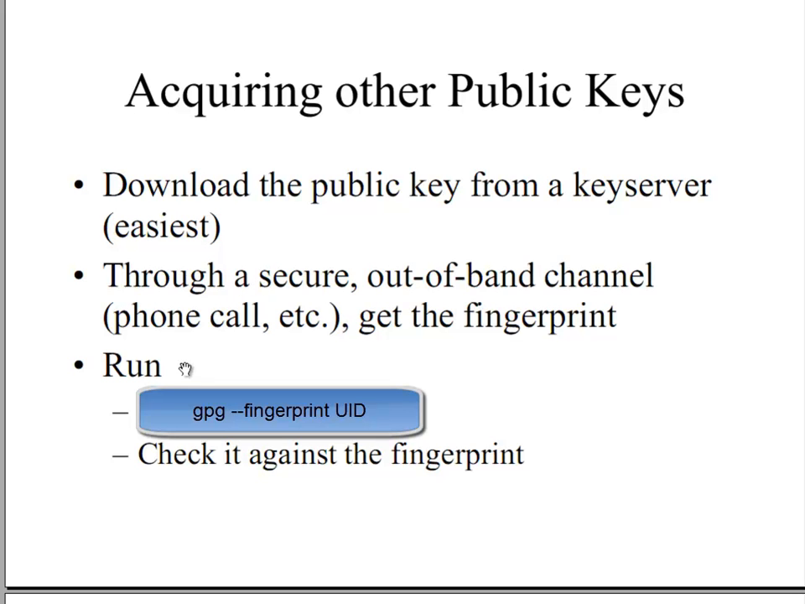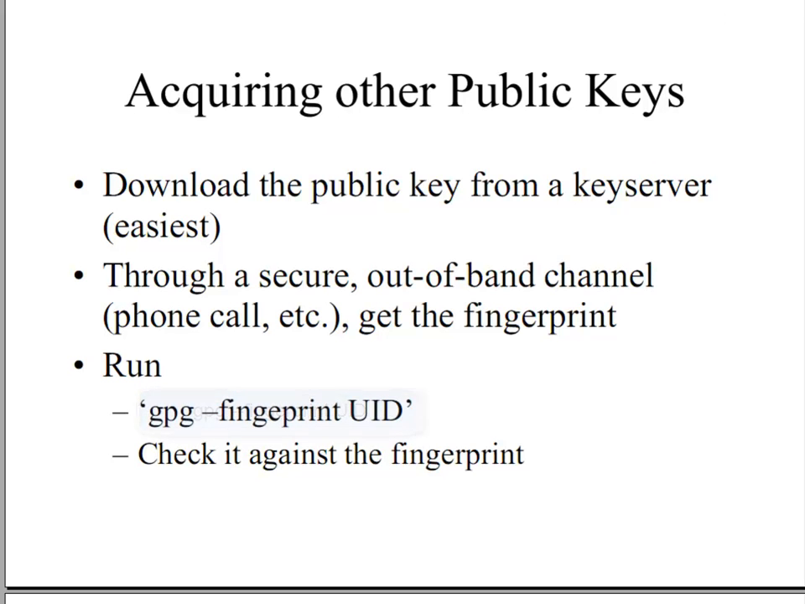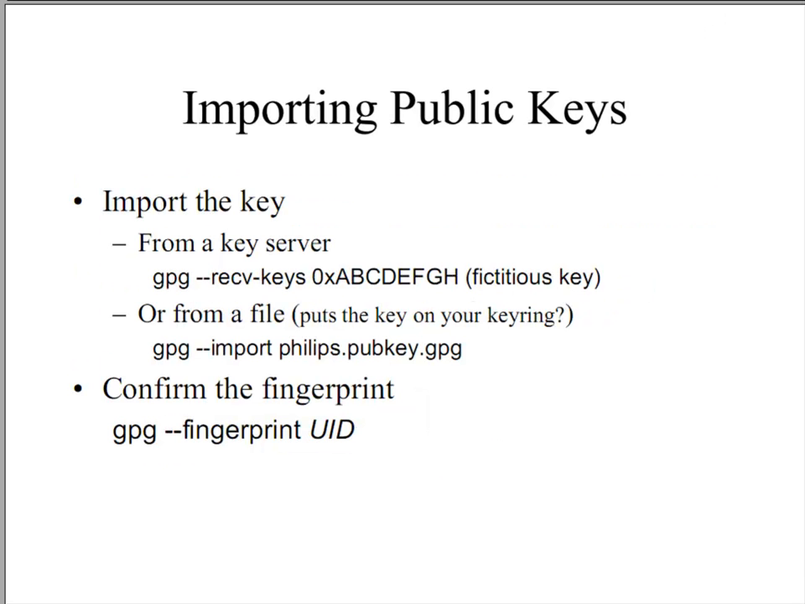And the way to check somebody's fingerprint is to run GPG, and that should be a dash dash. PowerPoint is so good about changing dash dashes to long dashes, so it should be gpg --fingerprint UID, and then we'll check the fingerprint. And then we use the out-of-band channel, a phone call, or preferably not an email, but you could use that, to check to make sure that the fingerprint actually matches.